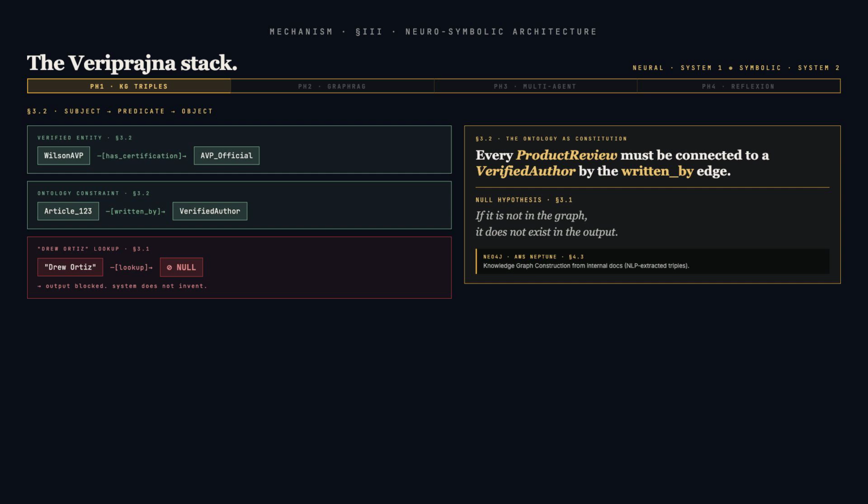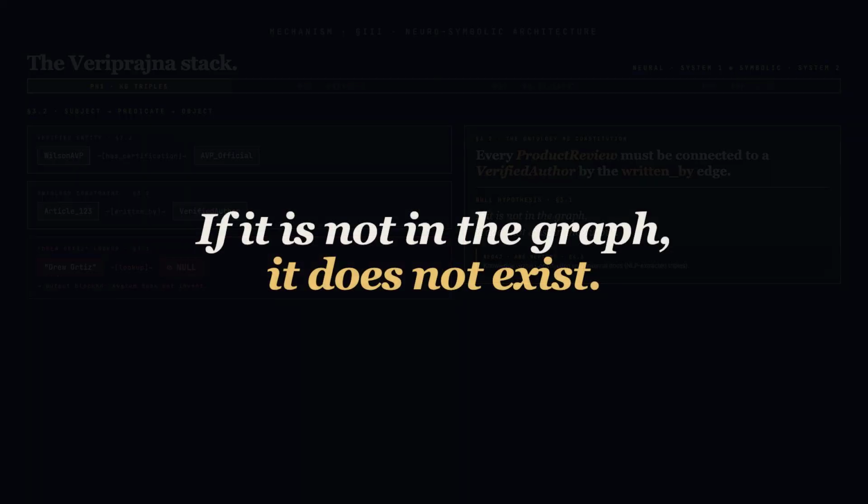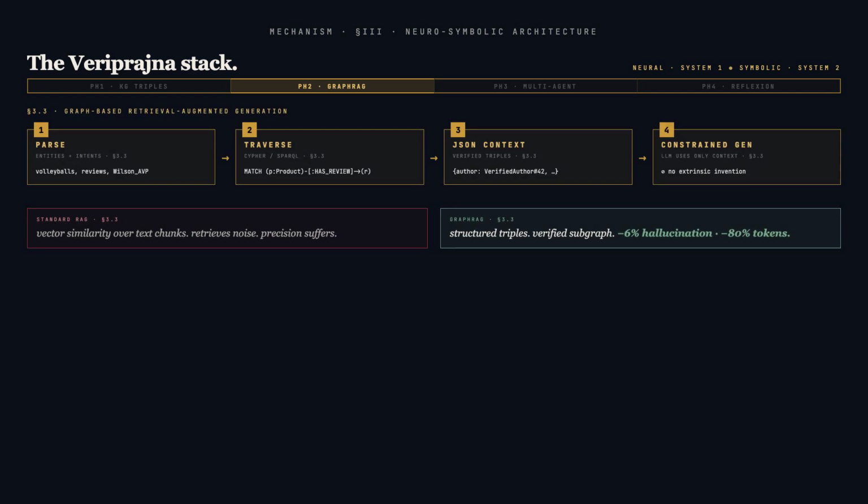Every fact lives as a triple: subject, predicate, object. Wilson AVP has certification, AVP official. Article 123, written by verified author. The ontology defines the rules. A product review must be connected to a verified author by the written-by edge. If the verified author entity does not exist, the system returns null. It does not invent an author to fill the silence.